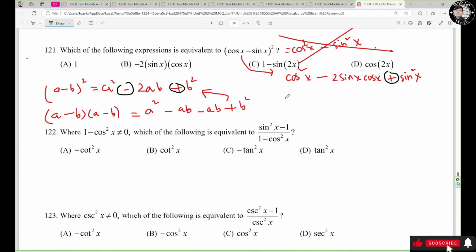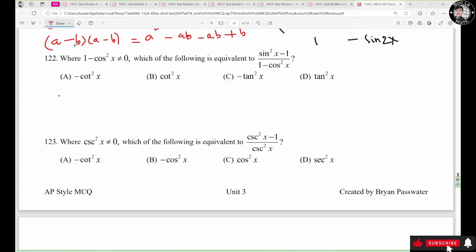Now to simplify this one, I just group them. So I have sine squared of s plus cosine squared of s, one group, minus 2 sine s cosine s. Now sine squared plus cosine squared is going to be 1. This is the Pythagorean identity. Minus 2 sine s cosine s is going to be sine 2s. This is the double angle formula. So the answer must be C.